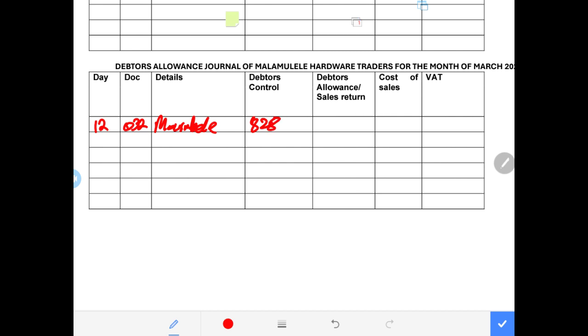Cost price plus markup percentage plus VAT is equal to debtors control. Remember, we're given 600 as the cost price of the goods that were returned. But a debtor is not owing us the cost price, he is owing us an amount that includes markup, an amount that includes VAT. So hence we calculated forward. We also said that there will be sales. I just edited this: debtors allowance, which is sales return. You'll find this debtors allowance is like sales return because the customer has returned goods.